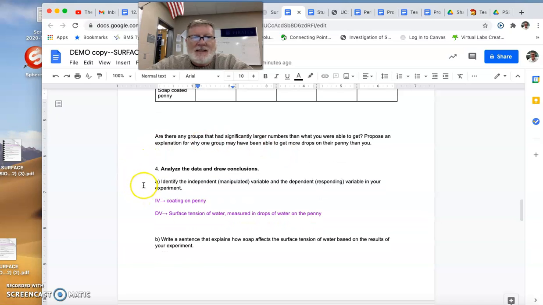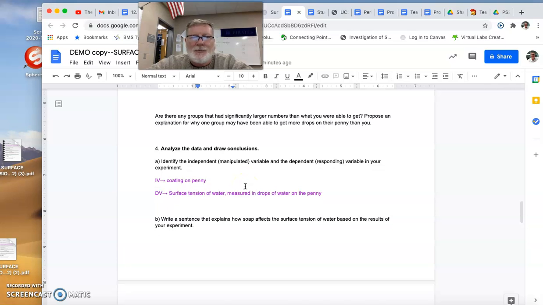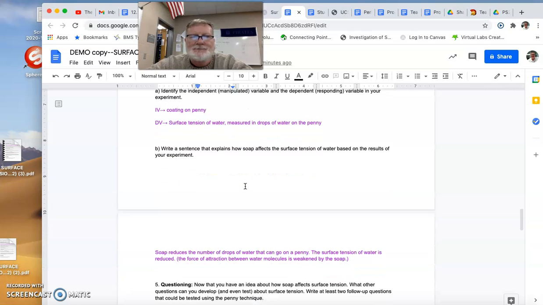So let's talk about the analysis. In this study, our independent variable is the coating on the penny. We have a clean penny for our first set of data. That is our control group. And then we have a penny we dip in soap to see if soap affects the surface tension of water. And the surface tension of water is our dependent variable. So the coating, clean versus soapy. Clean would be our control group. The soapy penny would be our test group if we were designing a study.